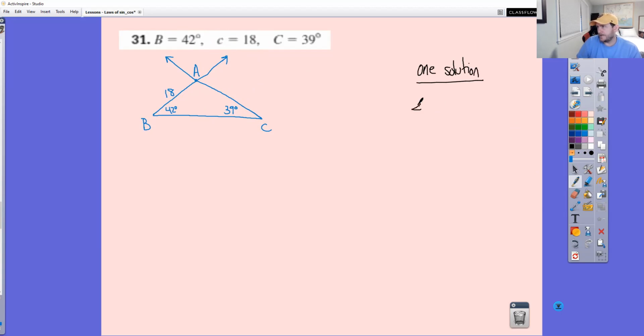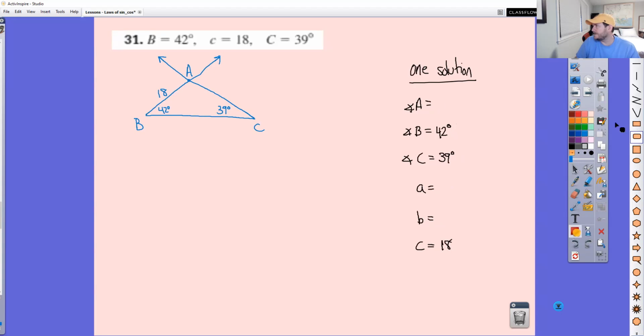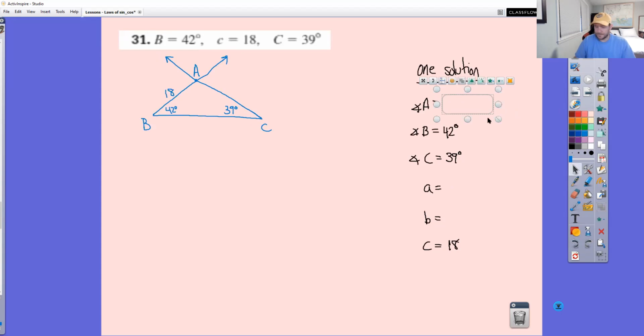And again, we would like to know the measure of angle A, the measure of angle B, the measure of angle C, the length of side A, the length of side B, length of side C. 3 of these things are already known to us. The other 3 we have to calculate ourselves. We were given B at 42 degrees, C at 39 degrees, and side C at 18 units. So that's 3 unknowns. We need angle A, we need side A, we need side B.